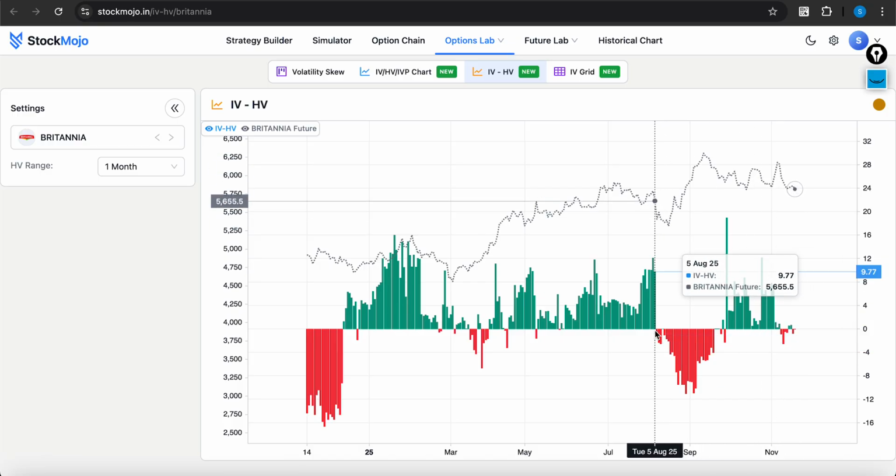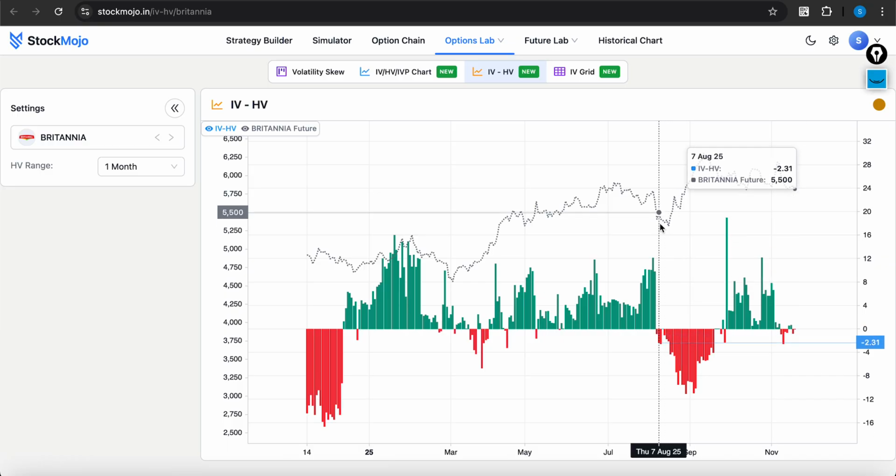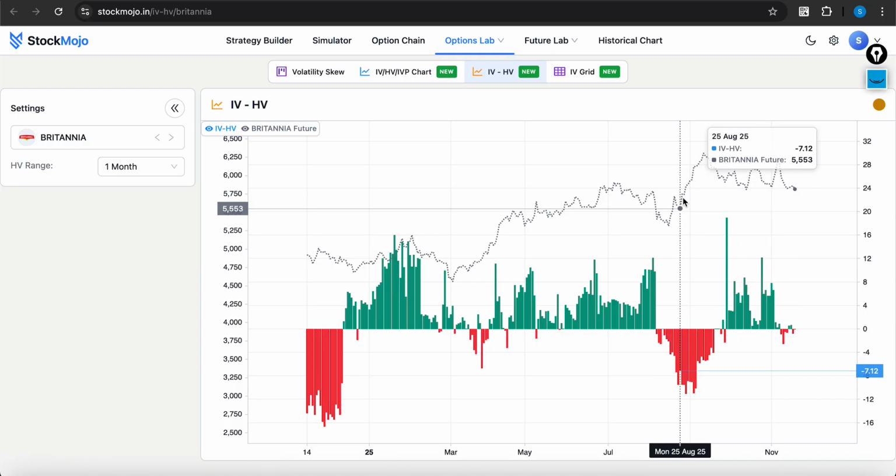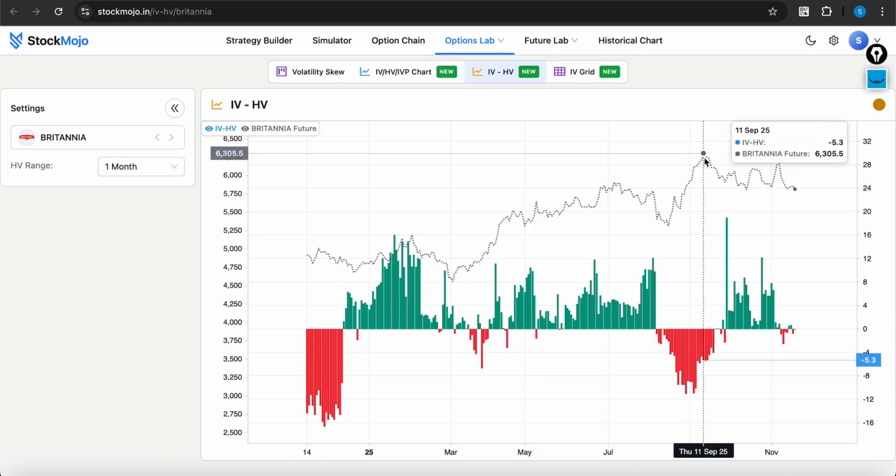And then once it comes into negative, look at this. This is previous, this is August. The moment it turns from positive, IV minus HV comes to negative, look at the future price over here. It was 5,500. The moment it came negative, it went to 6,300. It requires patience. It requires tracking. It requires an in-depth study of how HV goes into the long vol zone, or the IV turns negative as HV comes greater than IV.